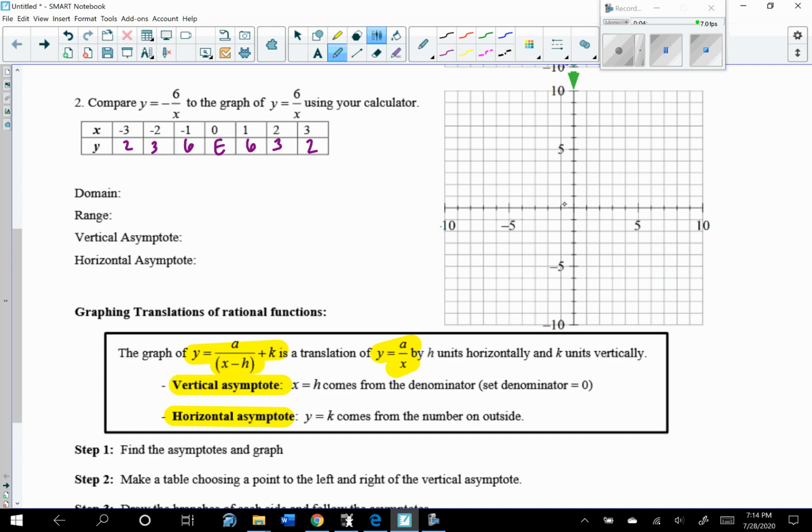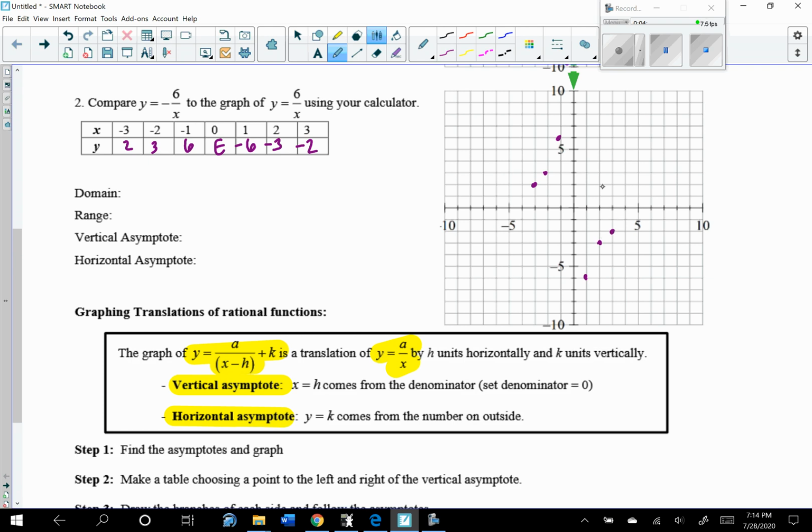So now we have -3 and 2, -2, 3, and -1, 6. And then over here, now we have 1. Oops, I forgot the negatives there. Sorry, I forgot the negative through 6, -3, -2. So 1, -6, 2, -3, and 3, -2.